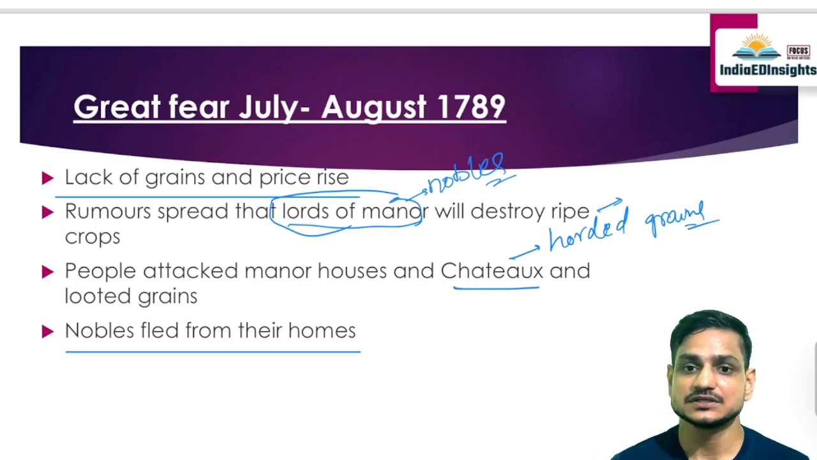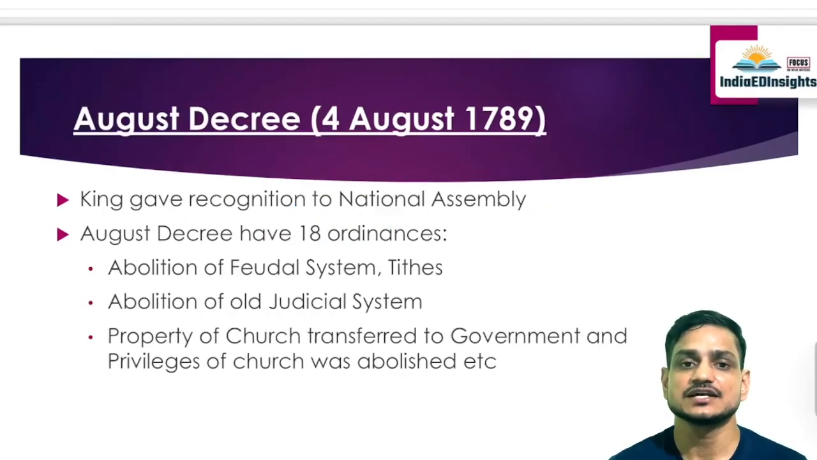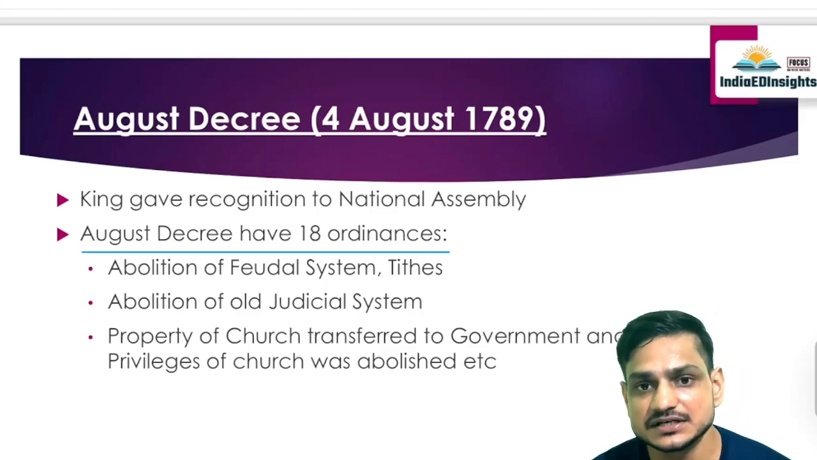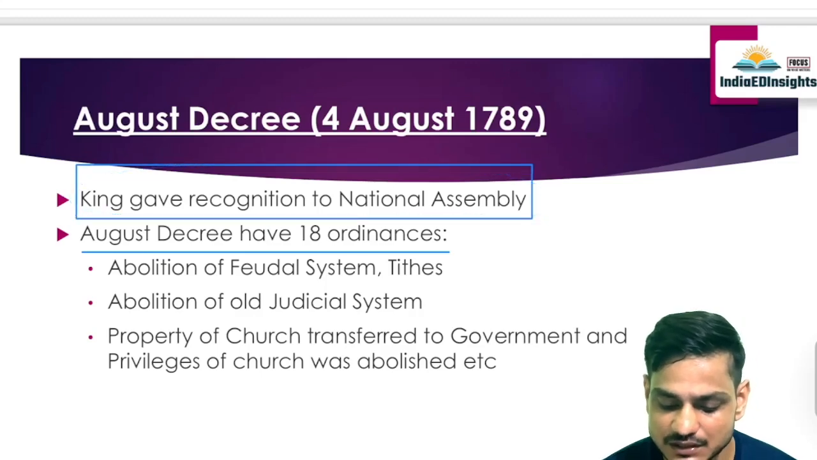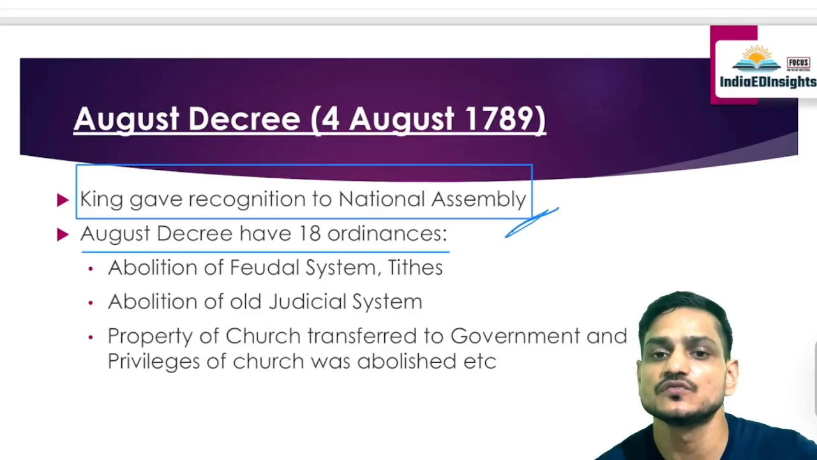All the members of the third state, the National Assembly persons who are writing the constitution, think that we have to provide certain rules, regulations and laws for the people, so that they think we are doing something for them. The next major event is known as the August Decree. The August Decree has 18 ordinances. What happened during the August Decree? Because of fear, the King gave recognition to the National Assembly that yes, the National Assembly will write the constitution for France.